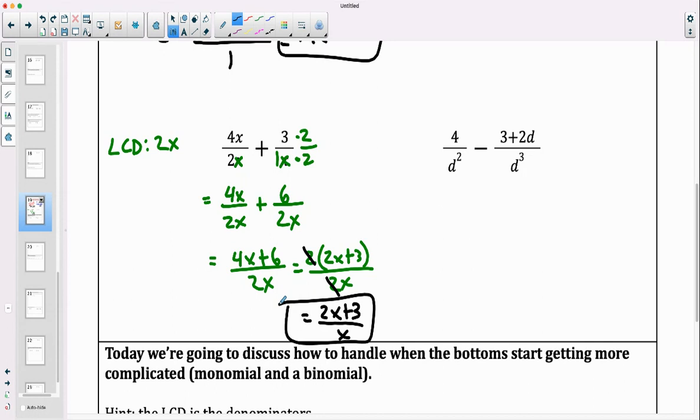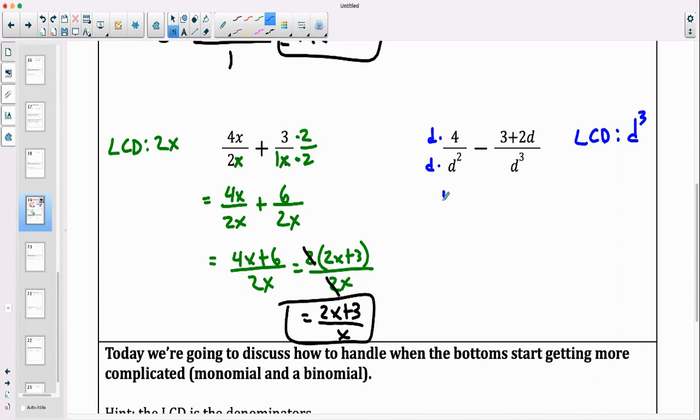Okay, one more time, looking at an LCD first. Okay, we have d squared and d to the 3. So neither of them have any coefficients this time. So we won't have to multiply by any numbers. But the lowest common denominator for this one would just be making sure that the amount of variables is the same. The exponent, the amount of d's is the same. So d to the 3 would be the lowest common denominator. And I can achieve that just by multiplying both of these by d.